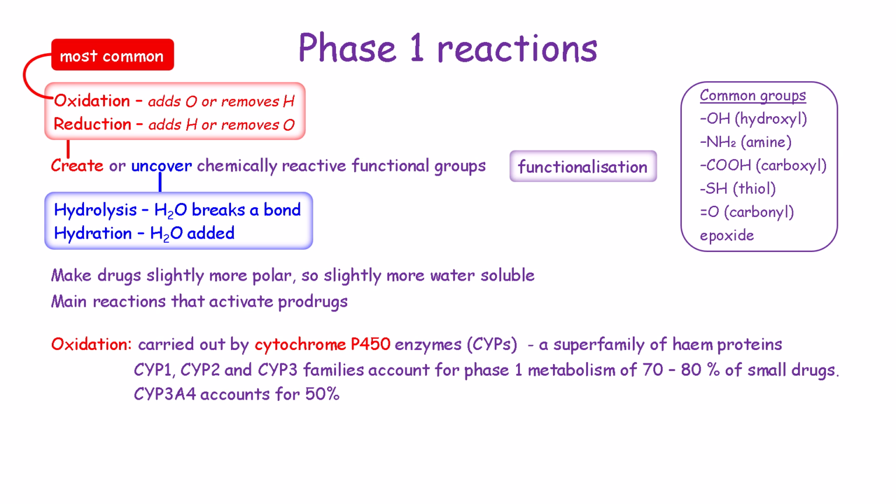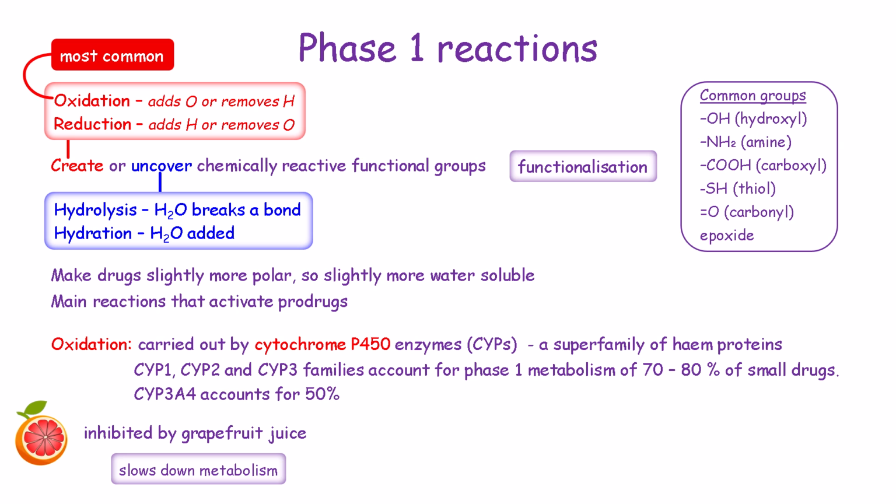A key feature of CYP enzymes is that their activity can be modulated by drugs, as well as substances commonly found in grocery stores or health food shops. For example, furanocoumarins in grapefruit juice inhibit CYP3A4, slowing down drug metabolism and potentially leading to toxic levels of medications even when taken at the prescribed dose.